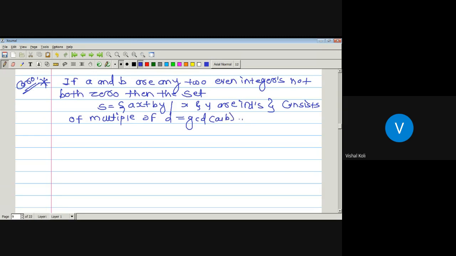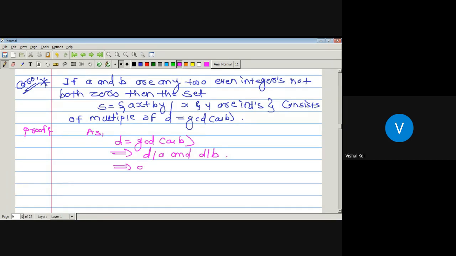Whenever A and B are any two integers, not both zero, it means at least one among them will be non-zero. So the set S, which contains all the linear combinations of A and B, AX plus BY, where X and Y are any two integers, consists of multiples of D. It means the set S contains D and its multiples. Okay, so prove: as D is the GCD of both A and B, then by the definition of GCD, D must divide A and D divides B.